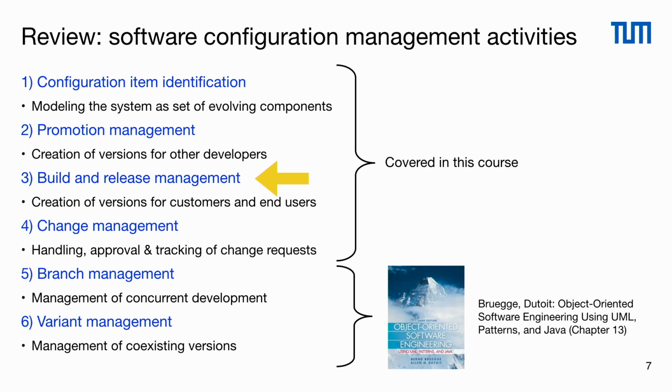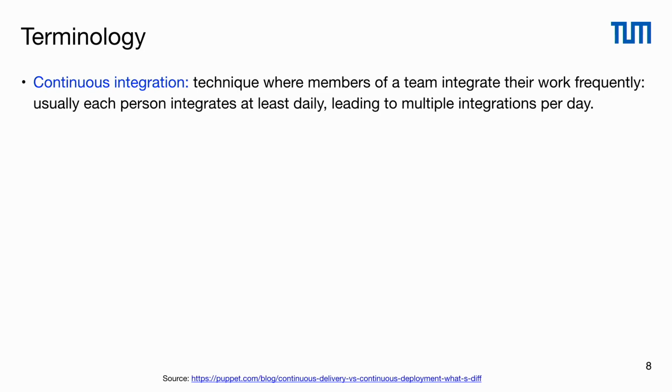Build and release management is a major activity in software configuration management that we already covered in an earlier unit. It handles the creation of versions for external stakeholders, for customers and end users. Build management is the main topic of this unit. Release management is then the main topic of the next unit. Let's start with some terminology.